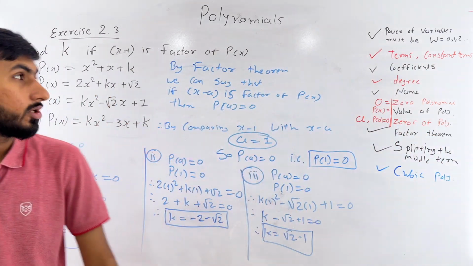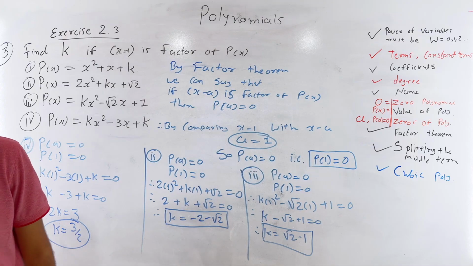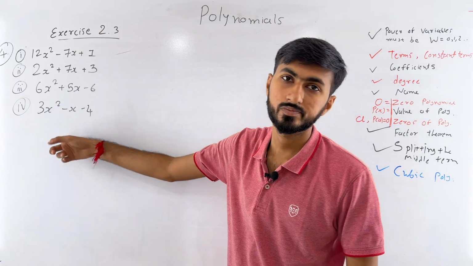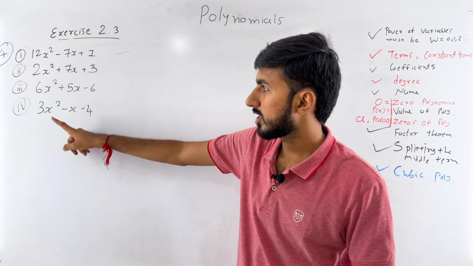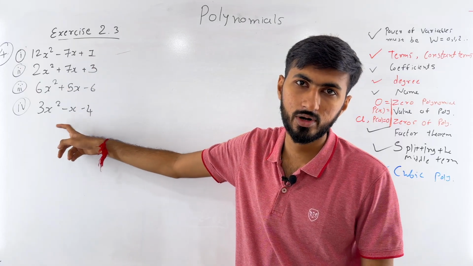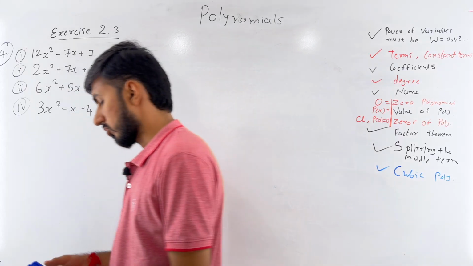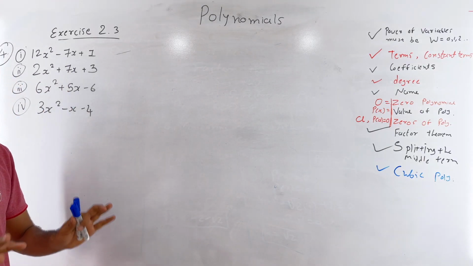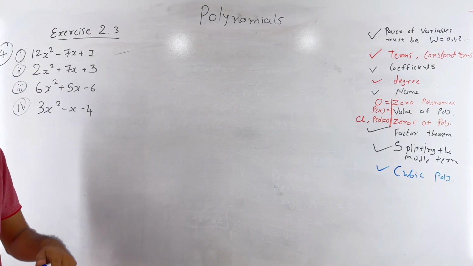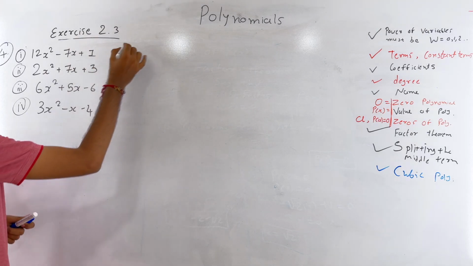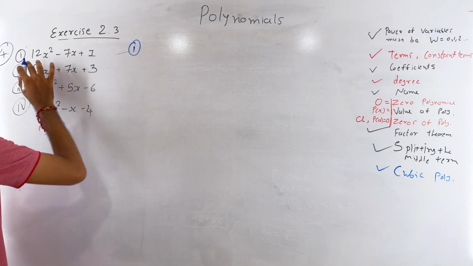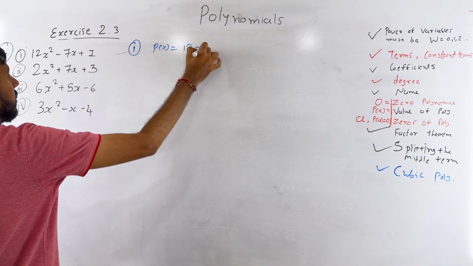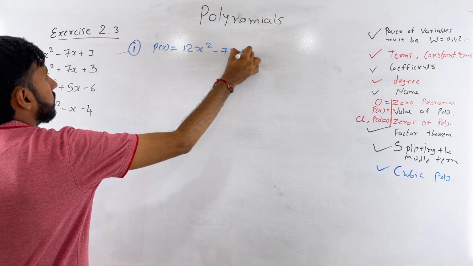Now we will see question number 4. In question number 4, we have to factorize the given polynomials. If you see, these are all quadratic polynomials, right? To factorize a quadratic polynomial, the easiest method for us is the middle term split method, right? So we'll do it. Our first question is p of x is equal to 12x square minus 7x plus 1.